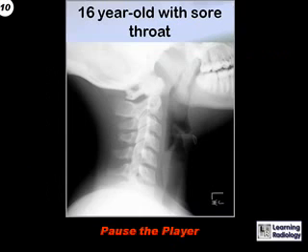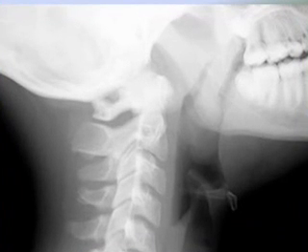This is your last case. It's a soft tissue lateral neck in a 16-year-old who has a sore throat. Pause the player.